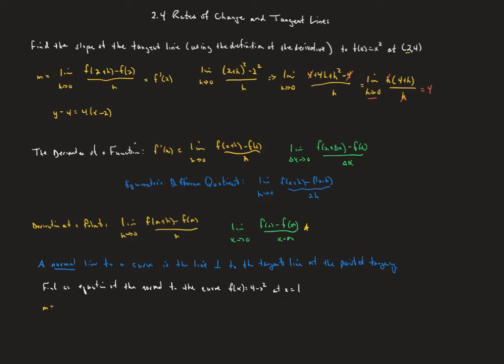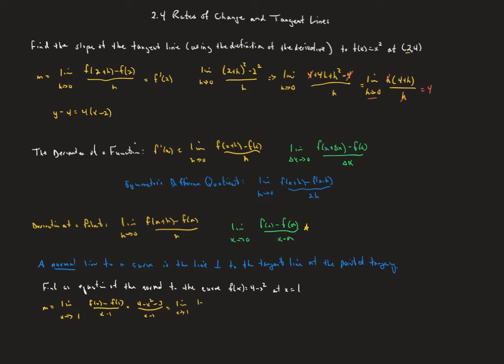To find the slope, we can take the limit as x approaches a, which in our case is 1, of f of x minus f of 1, all over x minus 1. In our case, f of x is 4 minus x squared. When we plug in 1, 4 minus 1 squared is 3, so we have minus 3, all over x minus 1. And I should probably write my limits: limit as x approaches 1.